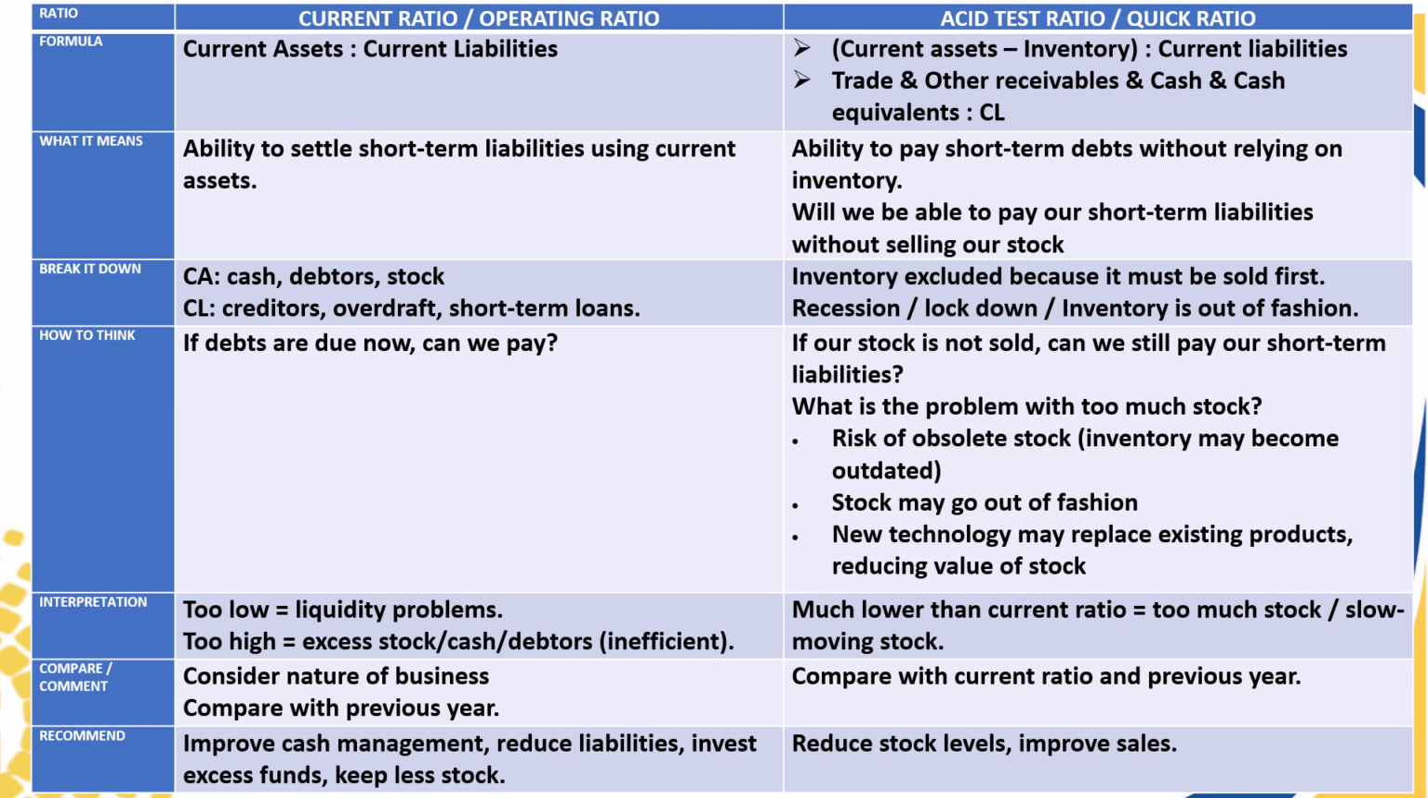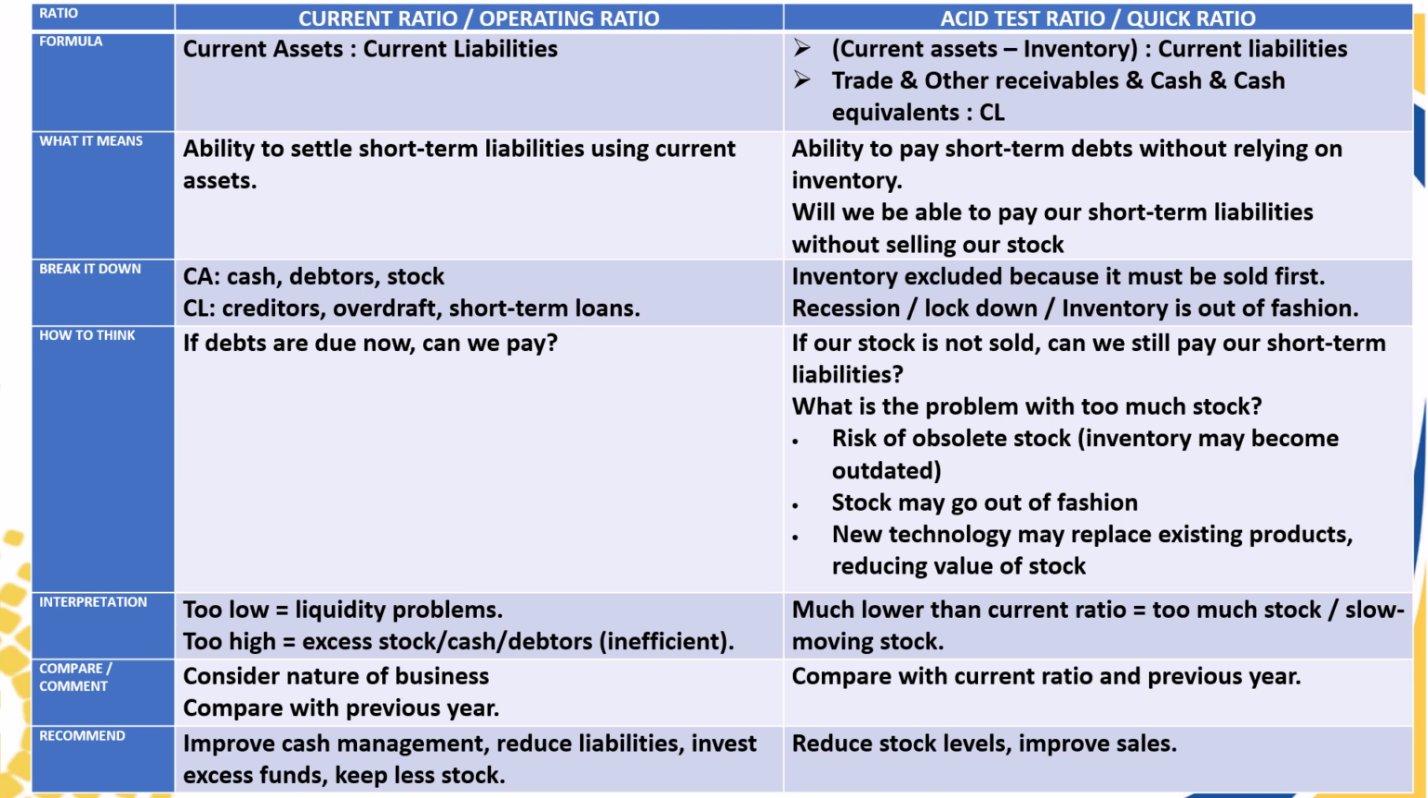If it's too high, like 3 to 1, you can have excess stock or cash or debtors. If you have too much stock, what's the problem with too much stock? The risk of obsolete stock. Your inventory may become outdated. Your stock may go out of fashion. New technology may replace your existing products. Or if you have too much cash, and your interest rate on your cash is low, then you must rather put some of your cash in a fixed deposit where you can earn more interest. What's the problem with debtors that's too high? They might not pay you back.